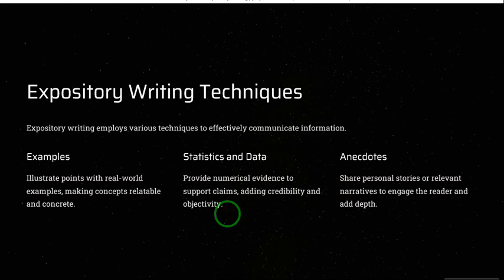Expository writing techniques. We have to provide examples that illustrate points with real world examples. We have to create concepts that are relatable to our life, to connect the concepts to our life in order to make them concrete and understood by the reader. We have to include statistics and data, and we have to include short anecdotes that support and engage the reader in his understanding of our essay. So he's going to be engaged in the essay.